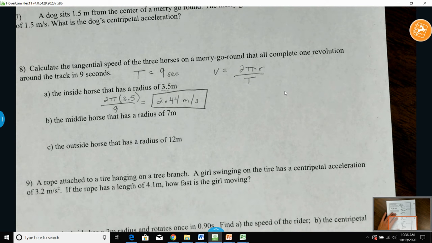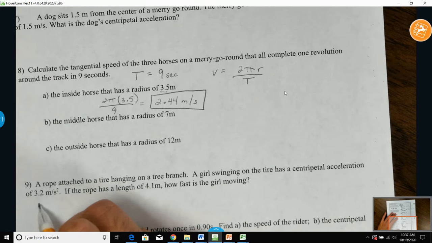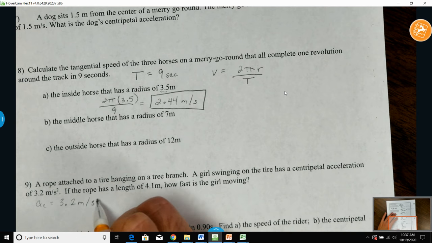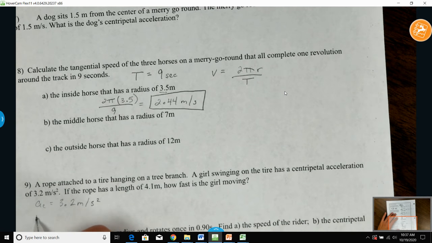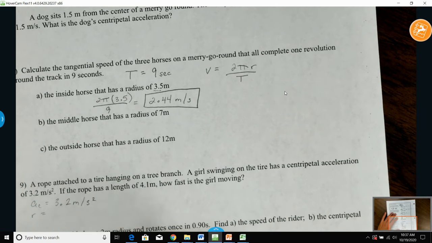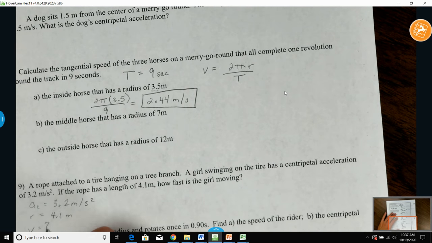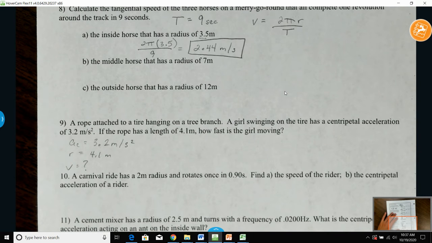The next one, they would like you to solve for the velocity. And what do they give you? They give you an acceleration of 3.2 meters per second squared. They give you the length of the rope as our radius of 4.1 meters. They want the velocity. Okay, so those are our variables.